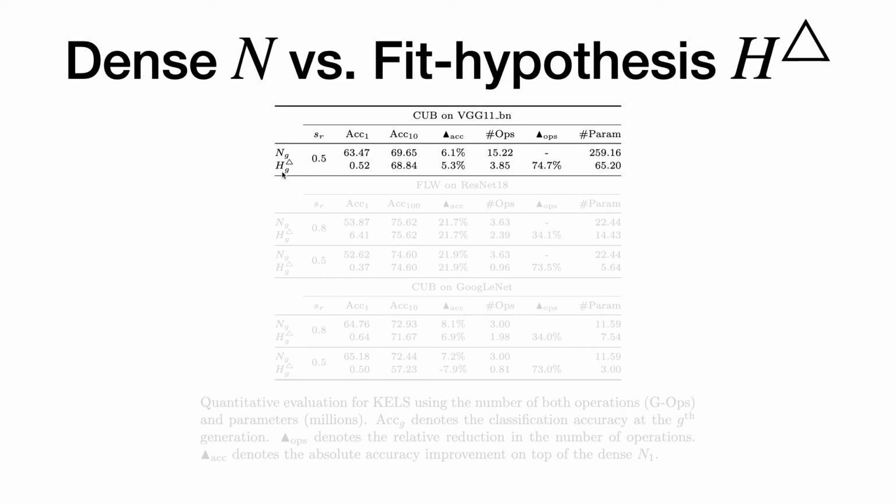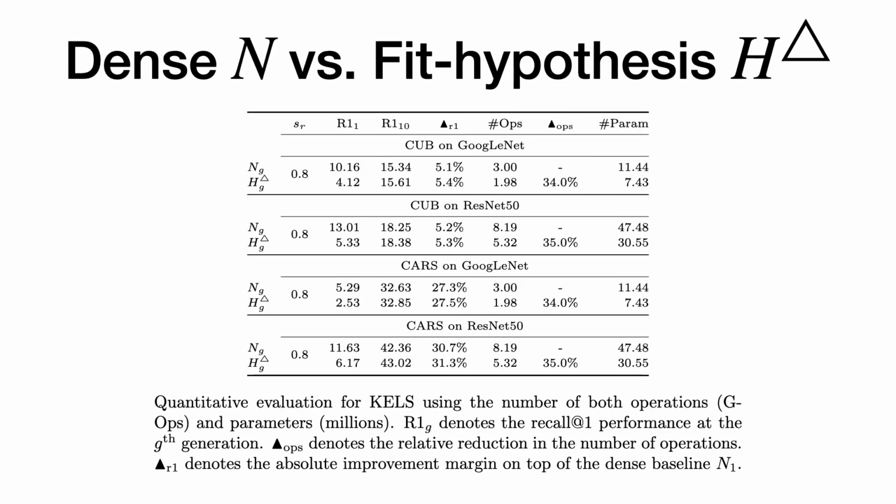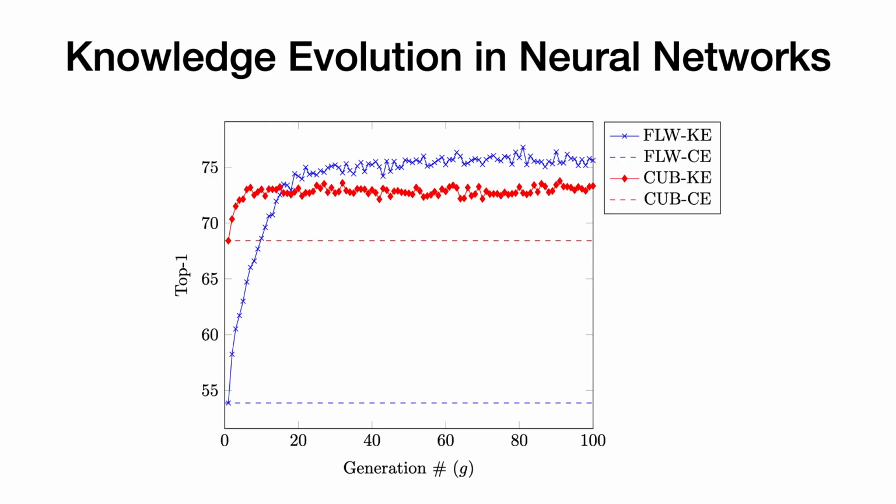At the first generation, N achieves 63% accuracy, while H achieves 0% accuracy. After 10 generations, both N and H achieve 68% accuracy. This is an absolute 5% improvement margin over the first dense generation N1. It's worth noting that the slim network H is achieving comparable performance as the dense network, but with a relative 74% reduction in inference cost. Similar to the classification evaluation, this table highlights both the improvement margin and cost reduction achieved by knowledge evolution on retrieval network.